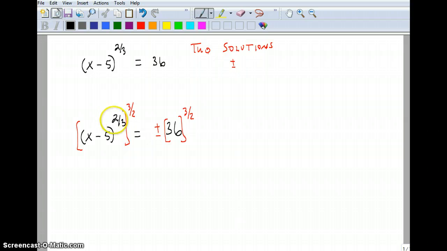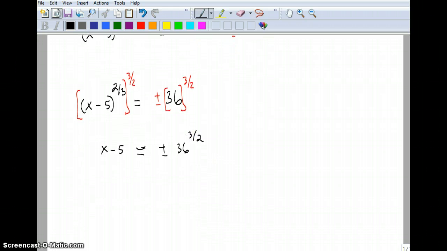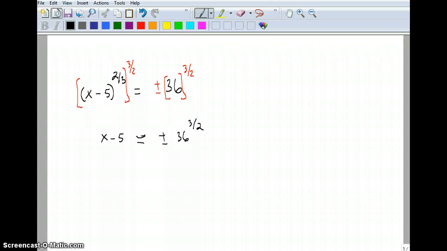On the left side, the 2/3 raised to the 3/2 power, we multiply those exponents so they cancel each other out. You just have x minus 5 is equal to, and here we have plus or minus, and I'll just write it in again, 36 to the 3/2 power. Now we could evaluate that just using a calculator if you wanted to, but I'm going to show you how to convert this to radical form. So bring down my x minus 5 is equal to plus or minus.